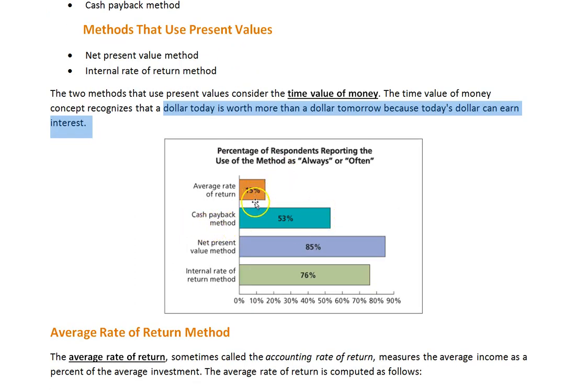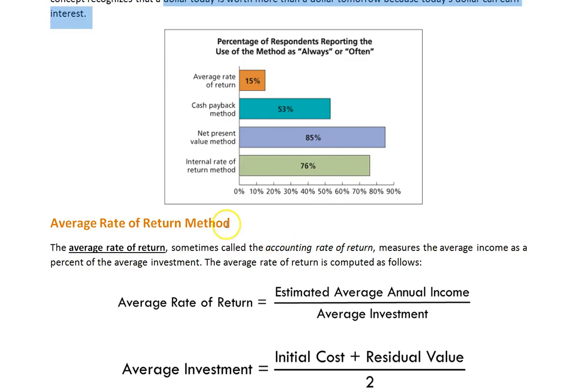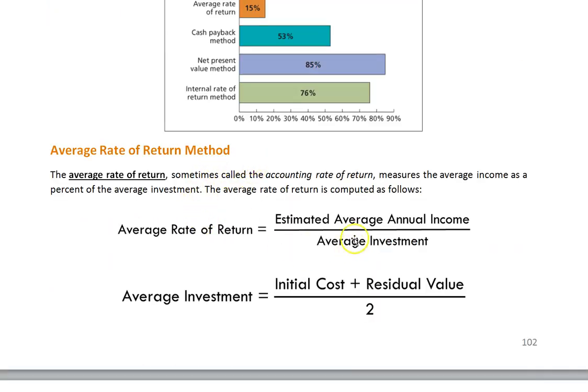Alright, let's see what's popular. Let's see what managers are actually using. We see average rate of return is the weakest. Cash payback has a pretty strong representation with 53%. Notice this adds up to more than 100% because oftentimes they use more than 1 approach. Net present value, as we would expect, is the highest here, and then internal rate of return is in second place right behind it.